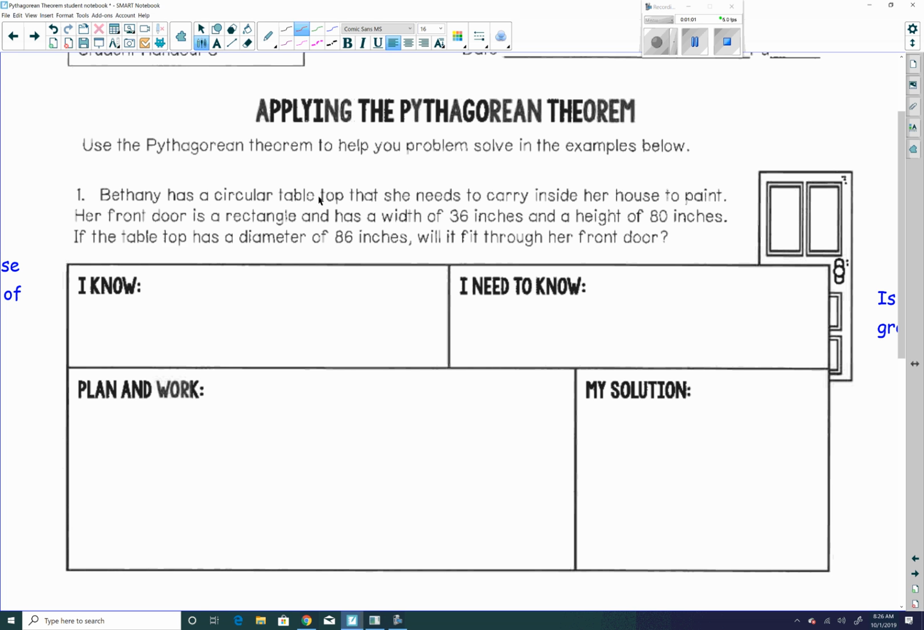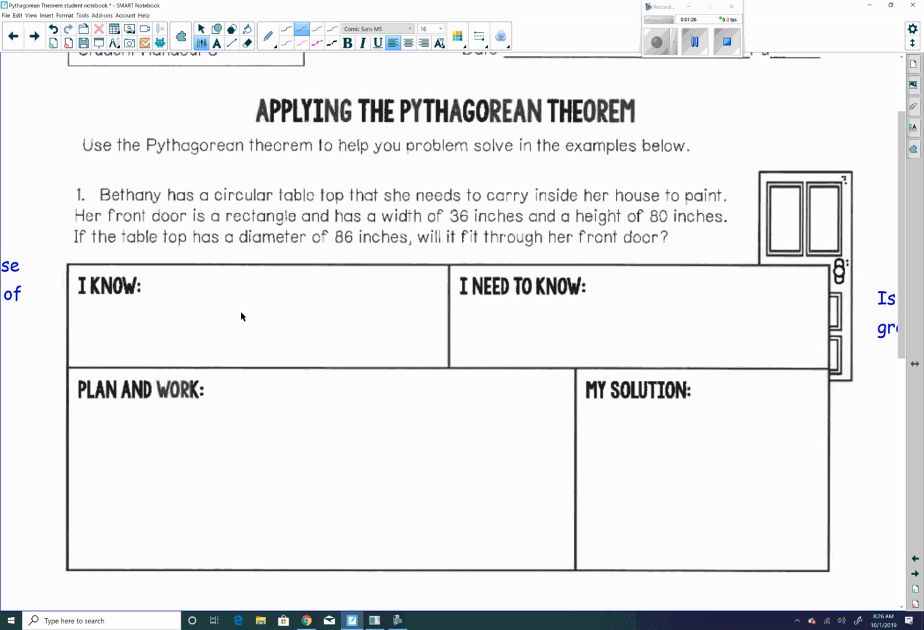Bethany has a circular tabletop that she needs to carry inside her house to paint. Her front door is a rectangle and it has a width of 36 inches and a height of 80 inches. If the tabletop has a diameter of 86 inches, will it fit through the front door? So this again is broken down. What do I know before I even start solving the problem?